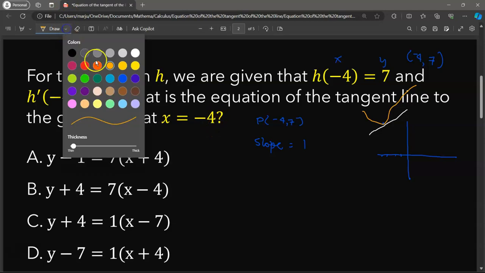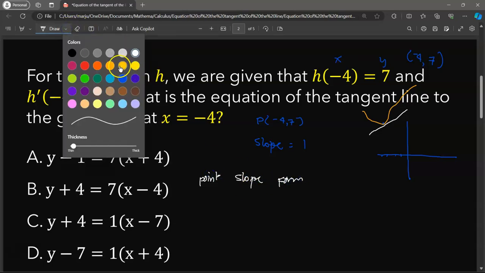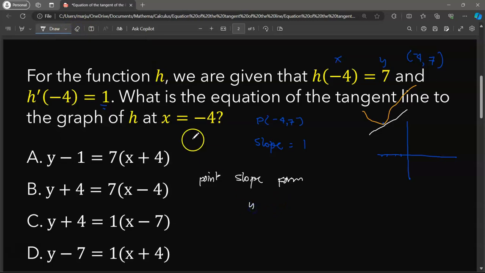So remember that to write the equation of the line, we have different methods. For this example, we are given the slope and a point, so we can make use of the point slope form, which is y minus y sub 1 equals m, or the slope, times x minus x sub 1.